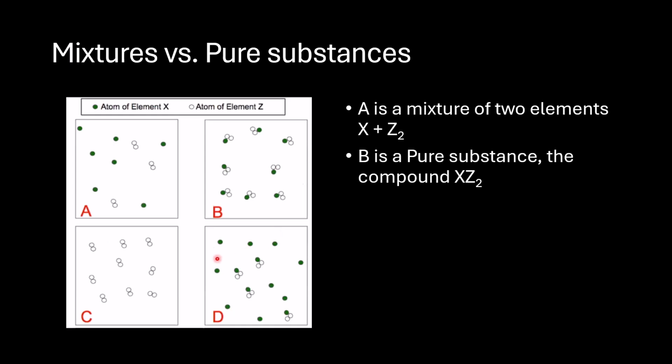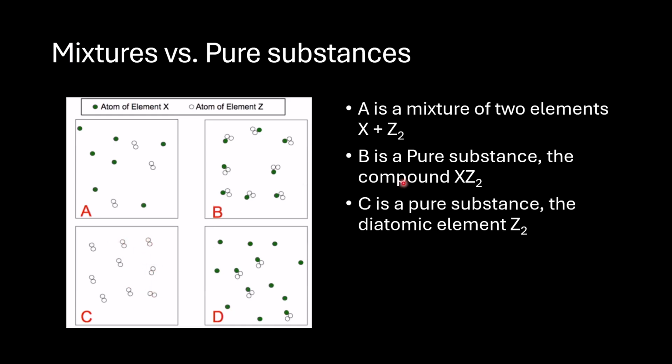If we look at C, we have 2 atoms of element Z bonded together, a diatomic element Z. Again, it's going to be the same exact compound throughout, and so C is also a pure substance, and it's going to be the diatomic element Z2. Now, I keep saying this word diatomic. That just means that it exists with 2 of the same exact atom bonded together.